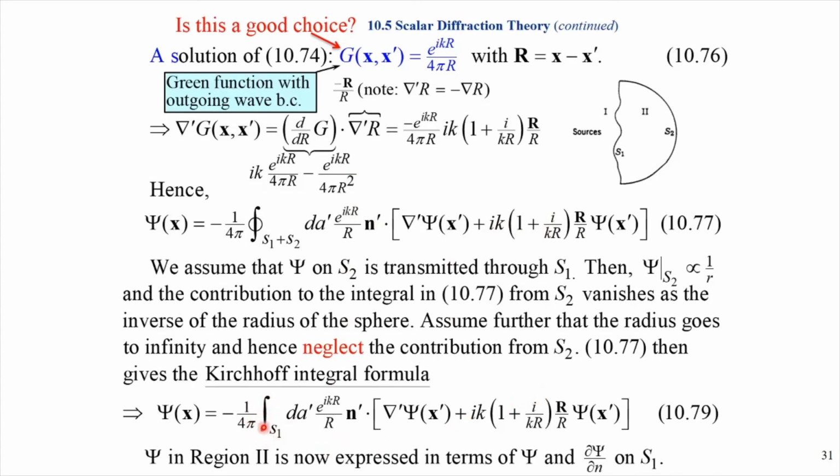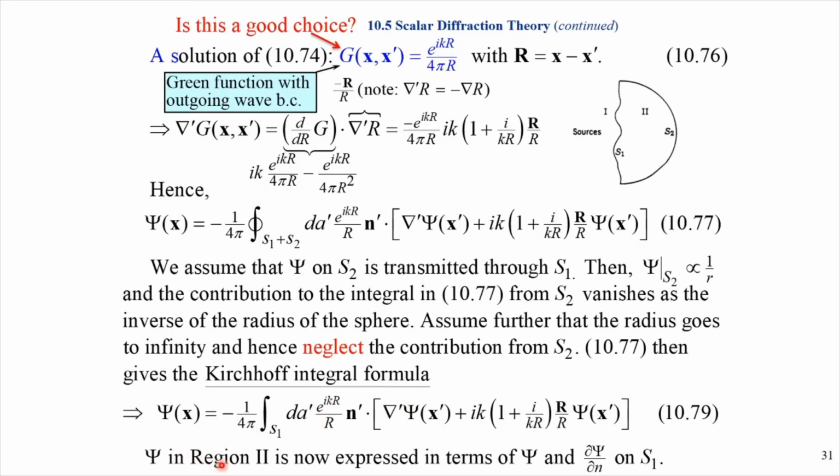Kirchhoff integral formula is a simplified version of Green's theorem. We just consider the contribution from S1, and we can calculate everything in region 2, especially the far field. Okay, that's the Kirchhoff integral formula. Everything looks okay.